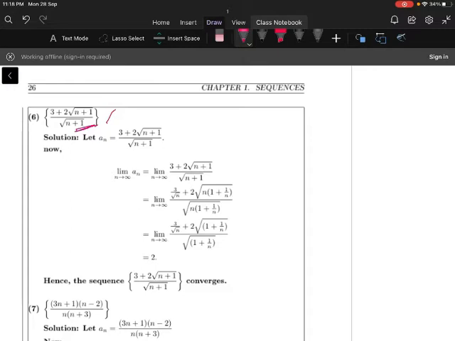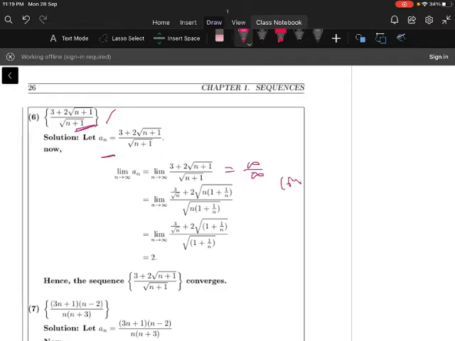Now let us move to the next problem. Find the limit of the given sequence. Let us define the nth term a_n. a_n is (3 + 2√n) / (√n + 1). Now let us apply the limit as n tends to infinity to find the limit point here. So this becomes infinity by infinity, so directly we cannot apply the limits.